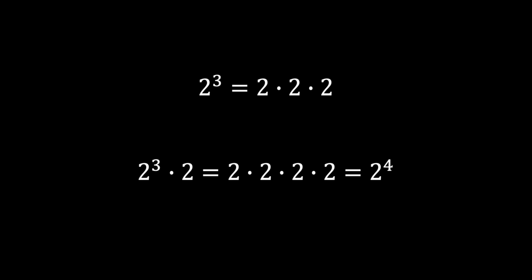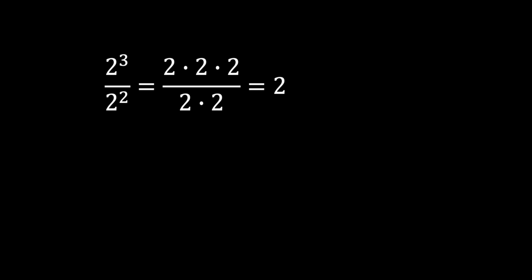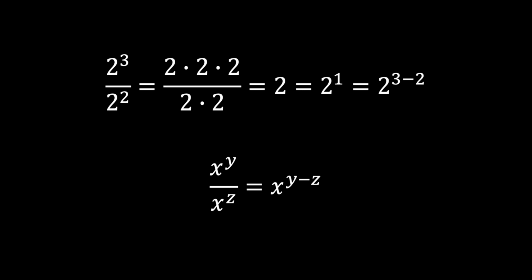The next property of exponents is in regard to division by exponents. Suppose we have 2 raised to the 3 divided by 2 raised to the 2. We expand our exponents, and we can cancel terms in the numerator by terms in the denominator, and we see that we're left with a single 2, or 2 raised to the 1. Thus, dividing exponentials of the same base means that you should subtract the exponent from the dividing exponential from the exponent in the numerator.